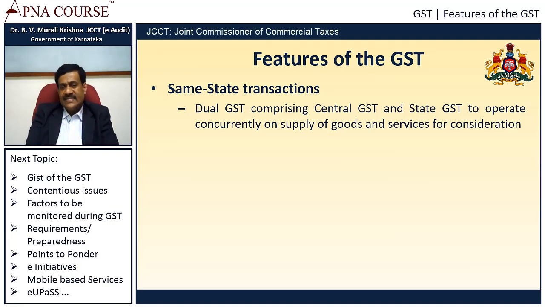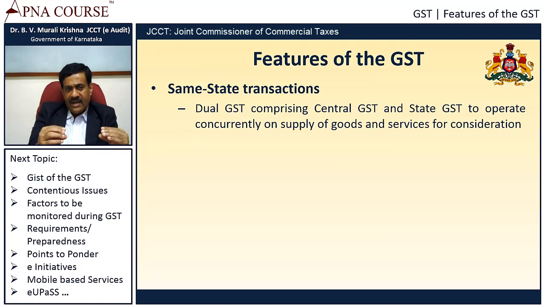We have a dual GST comprising central GST and state GST to operate concurrently on supply of goods and services for consideration. Earlier they all used to levy independently on a different facet of a transaction. The central government used to levy at the removal of goods or on the service rendered, and the state used to levy when the goods have been sold. Now they both will operate concurrently on the same supply of goods and services for consideration.